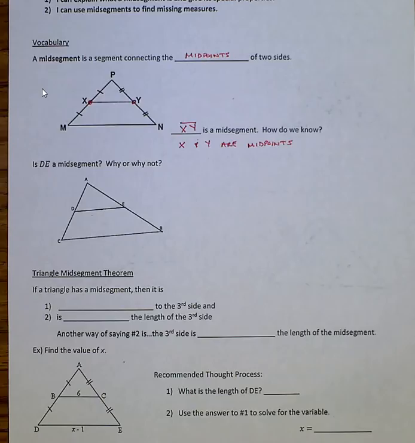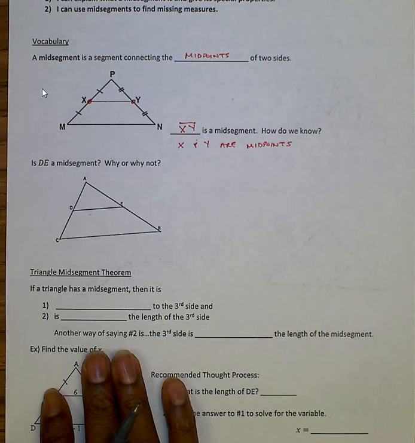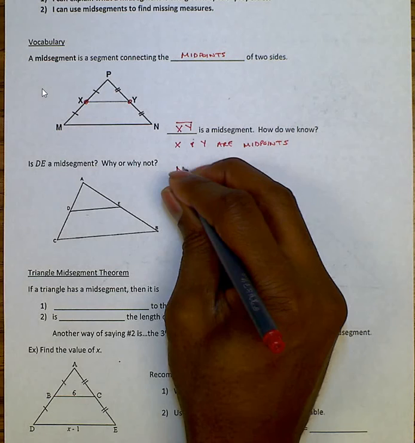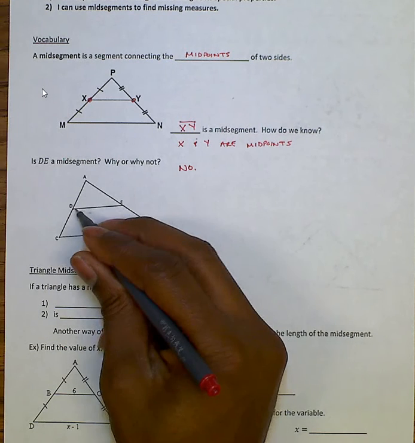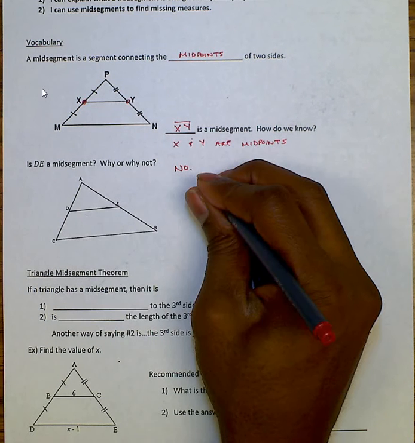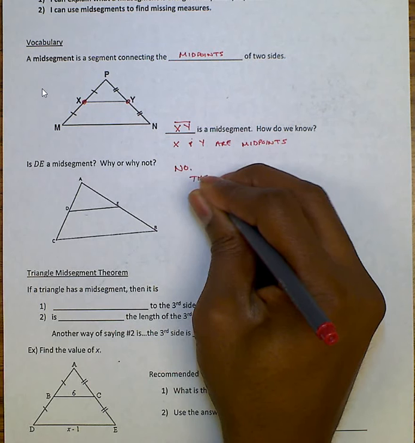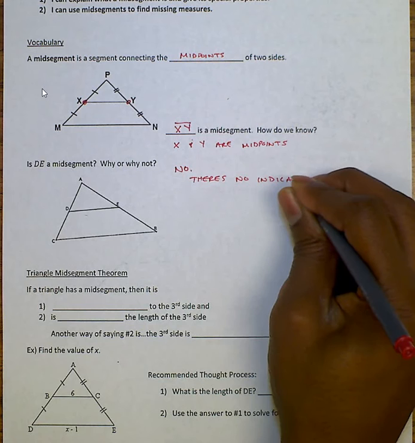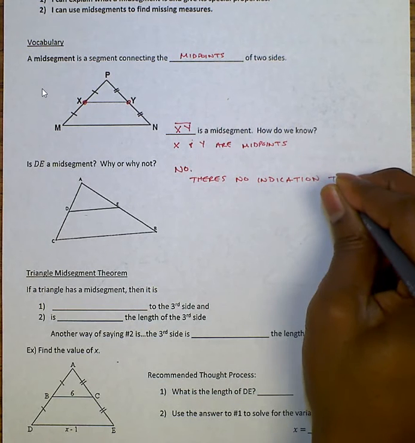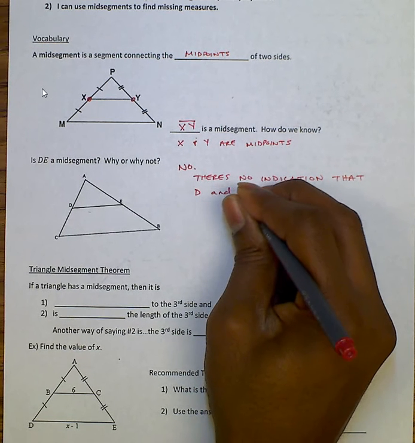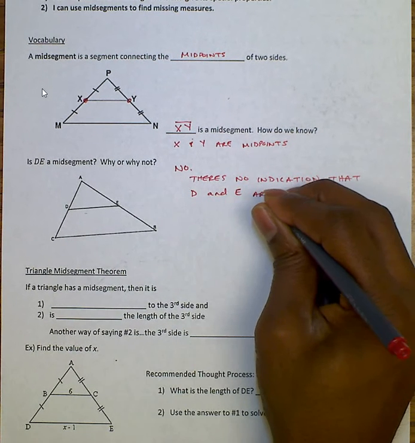Alright. The second question says, is DE a mid-segment, why or why not? The answer is no, it is not a mid-segment. Notice that we have DE. It looks like it's in between AC and in between AB, but there's no indication that D and E are midpoints. So we can't say that that's a mid-segment.